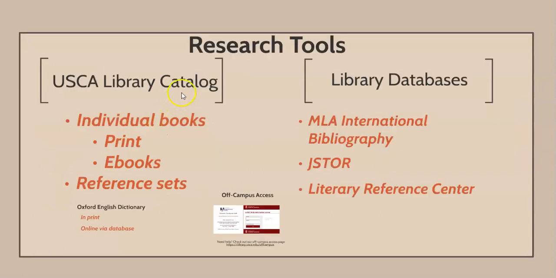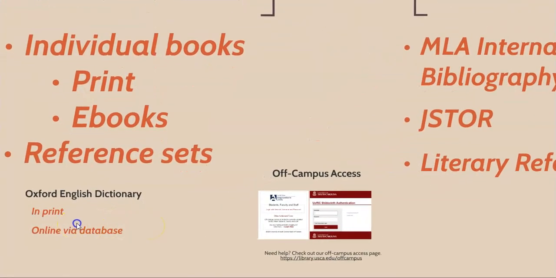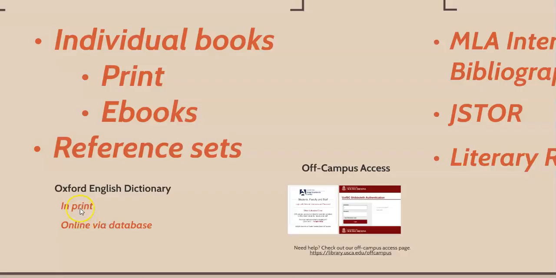So we can go to the USC Aiken Library Catalog, and here we can look for individual books, so individual works that are focused on criticism, and you can find these in print and ebooks, and I'll be showing you how to limit to both of those. There are also reference works, and for this assignment in particular, one key reference work will be the Oxford English Dictionary. It is available in print in the library, but it's also available via the database, and I actually find the database to be really easy to navigate.